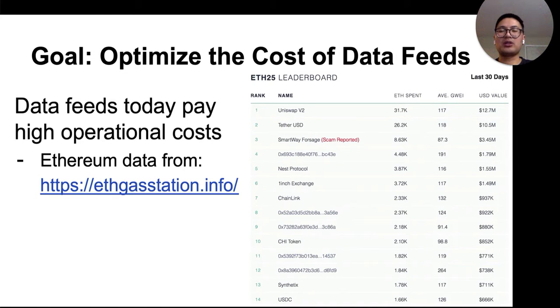This list shows the top DeFi applications that pay so much for the use of data feeds. They pay millions of US dollars every month. So the goal of our work is to optimize the cost of data feed.